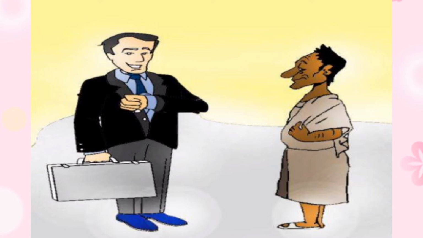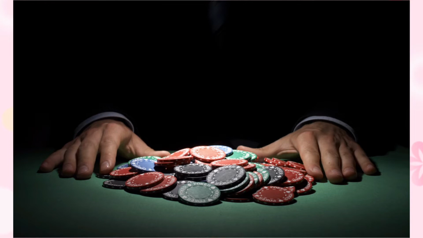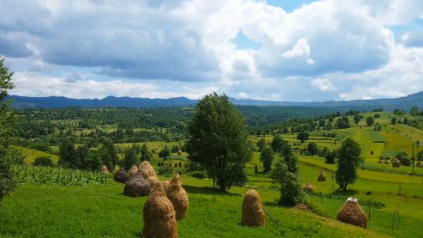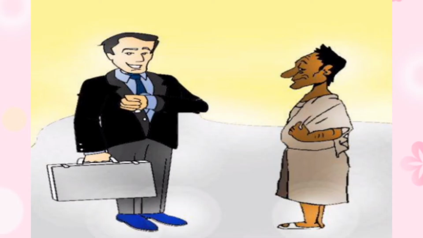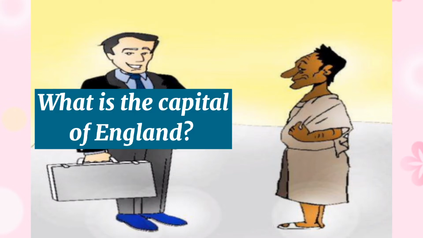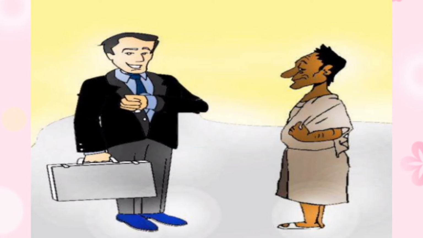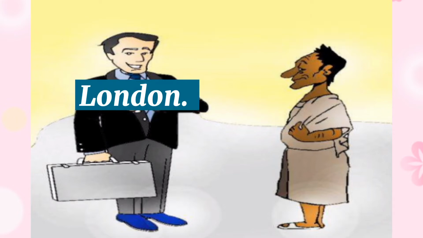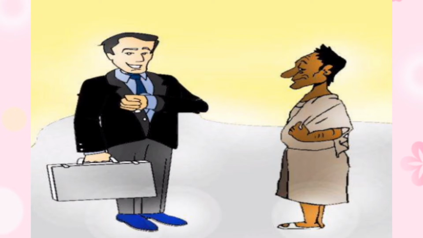Feeling confident of his powers, he made a wager with a peasant. If the peasant couldn't answer the educated man's question, then the peasant would have to hand over 3 lei. The educated man chuckled to himself. This is going to be easy money. The entire village gathered to witness the quiz. The educated man asked the first question. What is the capital of England? The peasant answered. I don't know. I will give you 3 lei. London. The people gasped. They were impressed.